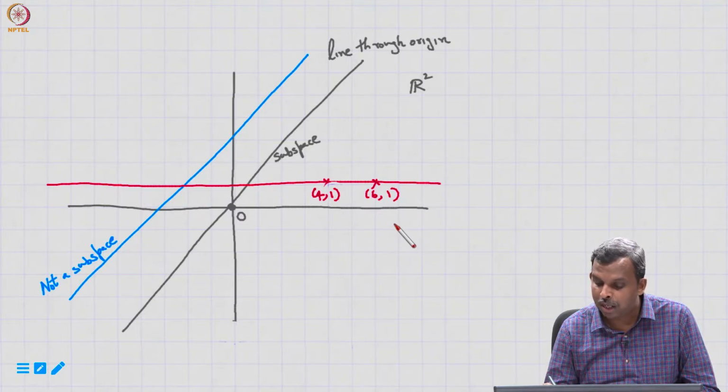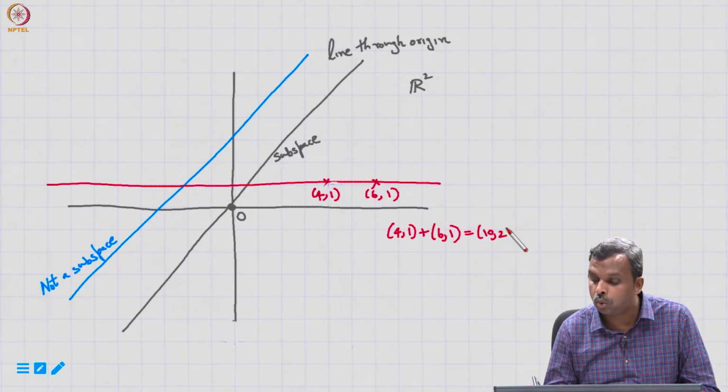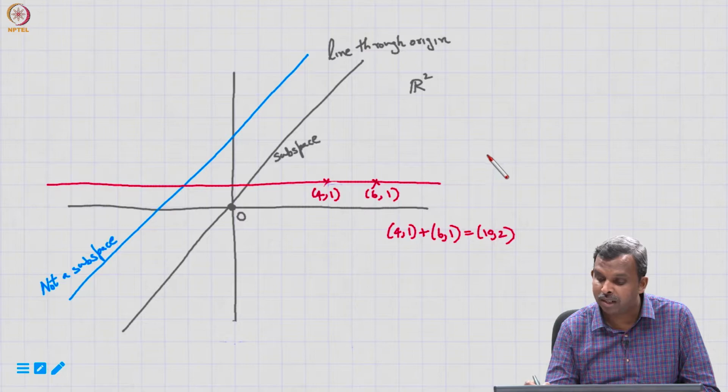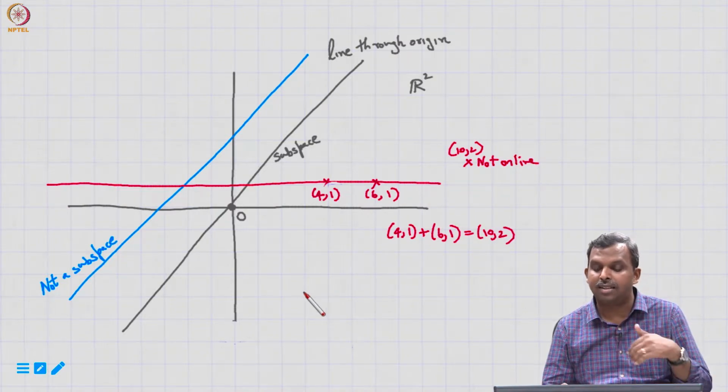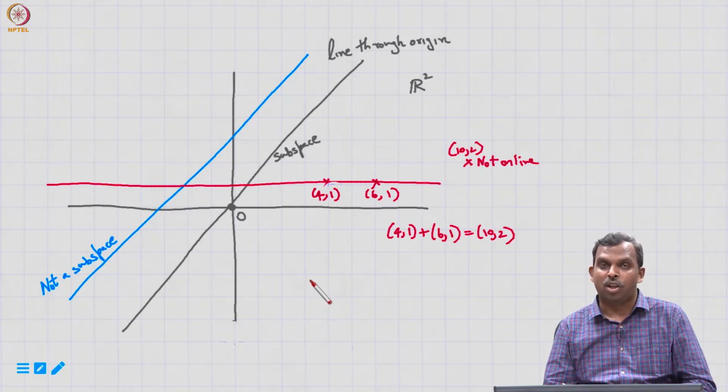If I add these two, what happens? 4, comma 1 plus 6, comma 1. I get 10, comma 2. Where is that? That's somewhere here. So this is 10, comma 2, and clearly this is not on the line. So you can clearly see the lines that don't pass through the origin will not be subspaces.